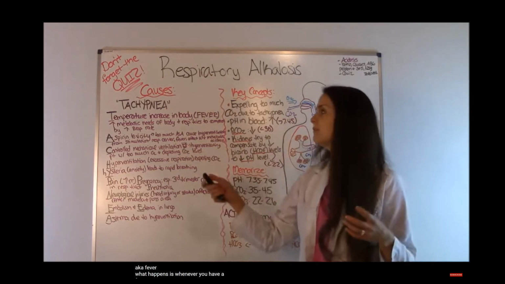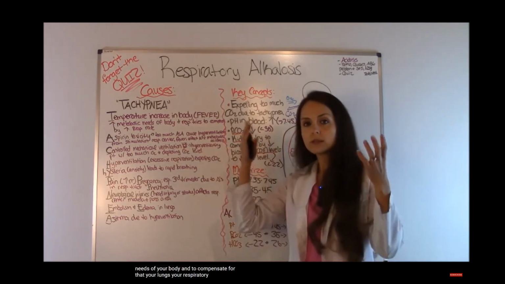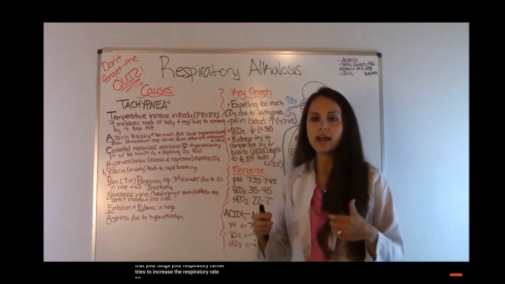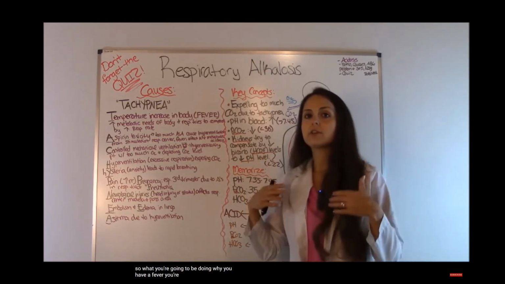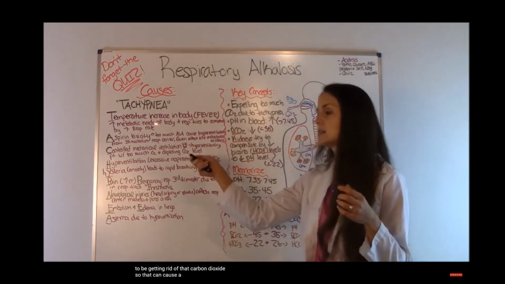What happens is whenever you have a fever, this is increasing the metabolic needs of your body. And to compensate for that, your lungs, your respiratory center, tries to increase the respiratory rate. So while you have a fever, you're going to be hyperventilating, you're going to be breathing way too fast, and you're going to be getting rid of that carbon dioxide. So that can cause respiratory alkalosis.